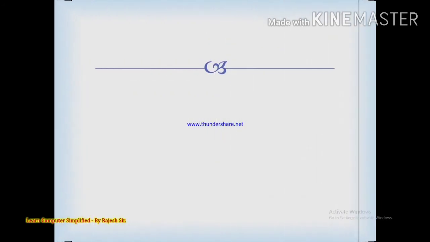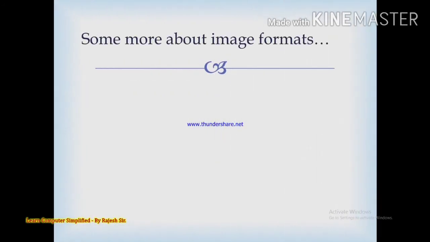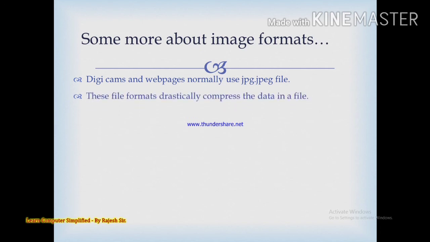Some more about image formats. Digicams and web pages normally use JPG or JPEG files. Means whenever we use images in our web pages, we should use a .jpeg extension image file, right? These file formats drastically compress the data in a file. Means these files are available in a compressed form. JPEG or JPG formats are good for photographs. Simply to store photograph images, we should use JPEG format.